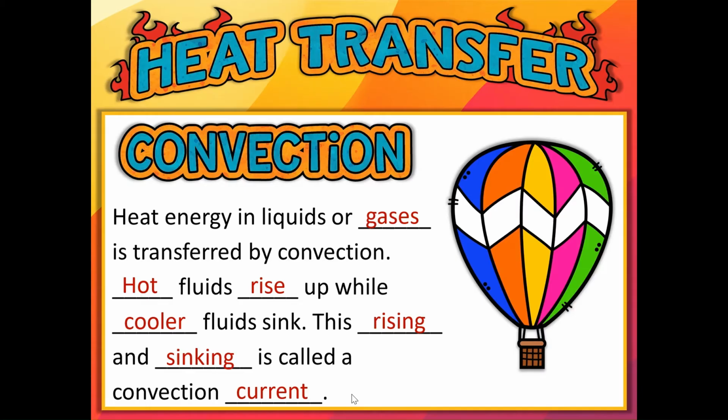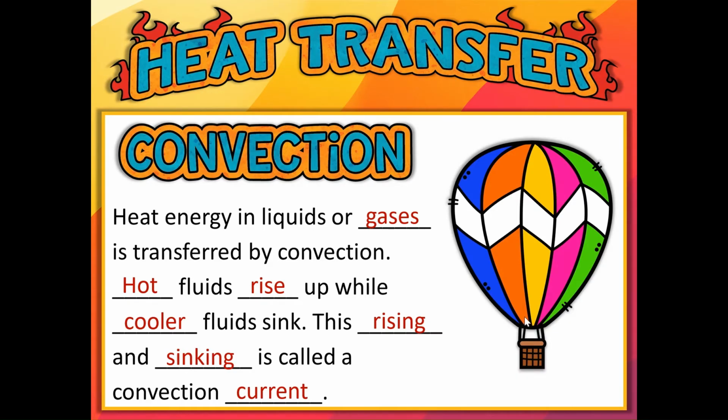So it's going in a circular motion. Hot goes up, cold goes down. It's circling in a circle. Here's an example of a hot air balloon. On this end is where we have the fire, the flame on a hot air balloon, and it's letting off some thermal energy.